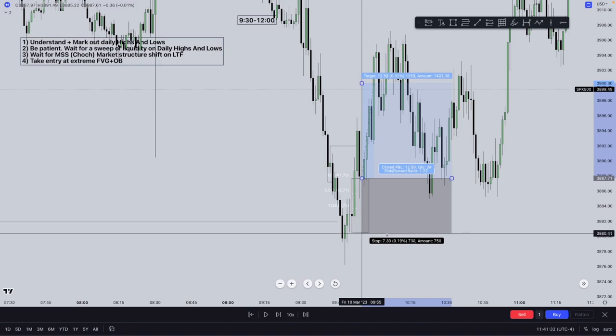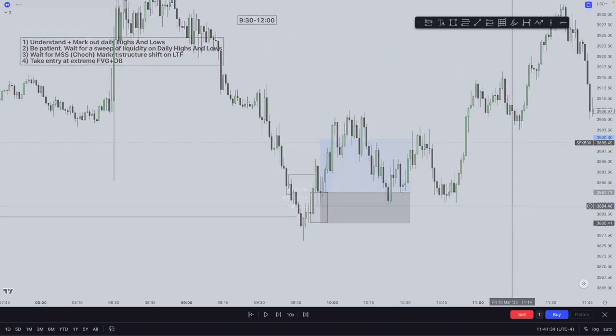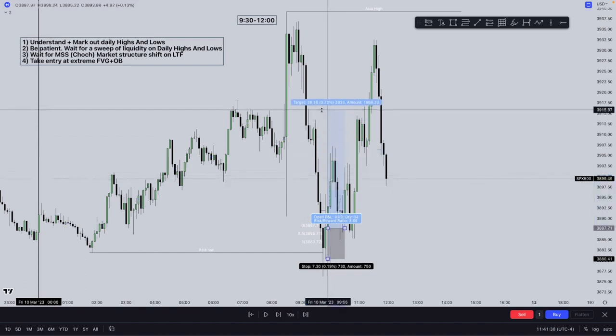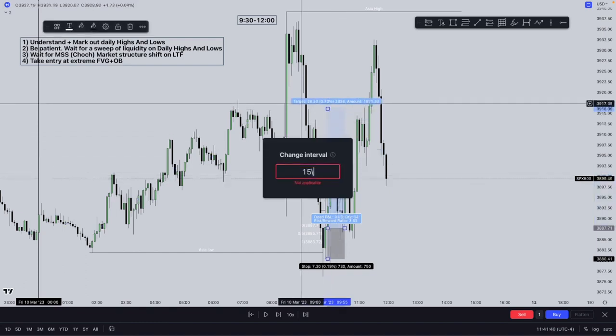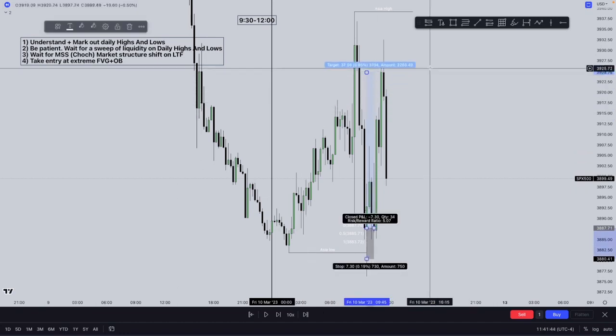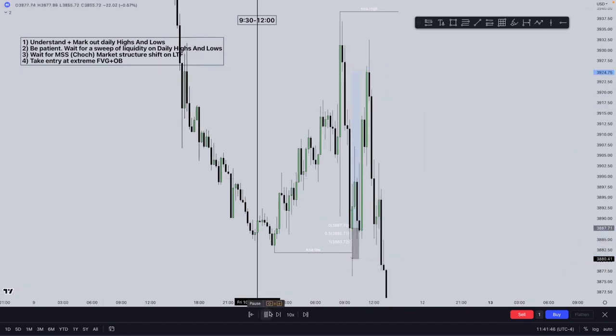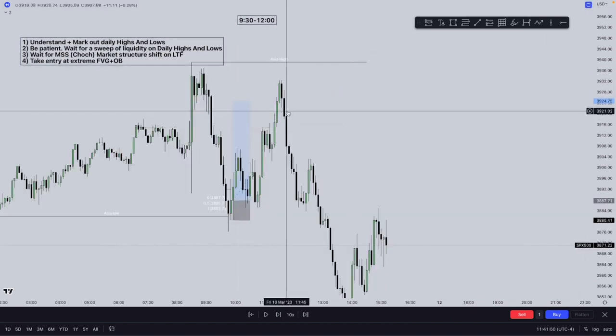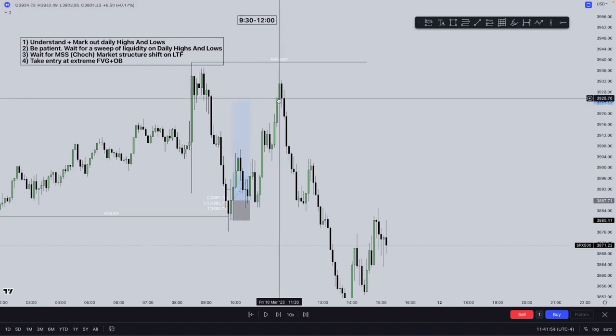Stop loss below the low, and then take profits are very easy to hit. As you can see, this is the imbalance right here, so you can literally just hit that take profit right there. Again, SPX 500 works extremely well, and as you could see, it ended up being a sniper entry, sniper exit. Just literally right before 12 o'clock, which is when we stop trading.